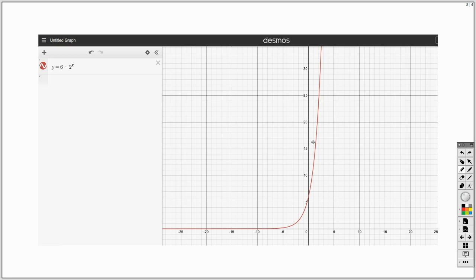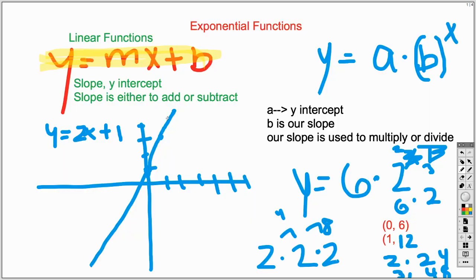Many teachers will ask, is this a linear function or exponential? And they'll show you a curved line graph like this. Then you know it's exponential, because exponential functions are never straight. If it's straight, those are linear functions. This is the difference between linear versus exponential.